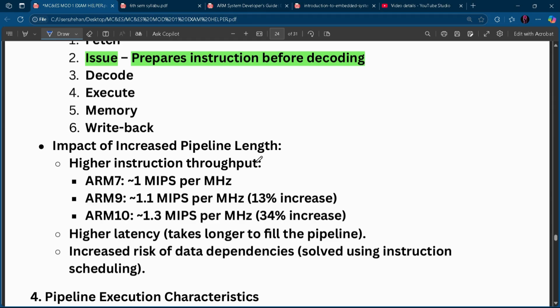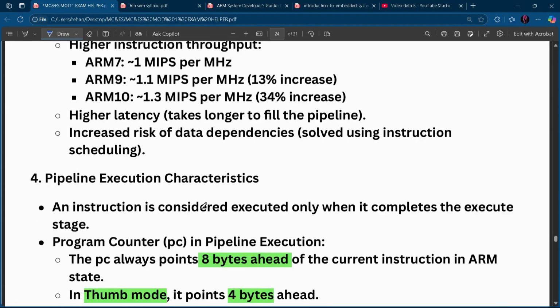Impact of increased pipeline length: higher instruction throughput. In ARM7 you have 3 stages. With 5 stages there is a 13% increase in throughput, and with 6 stages a 34% increase in throughput. If you compare the 3-stage and 6-stage, it is almost 34%. You can't say double, but you have a 34% increase in throughput.